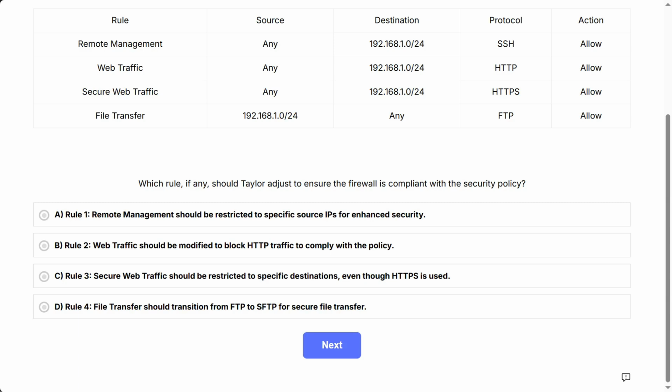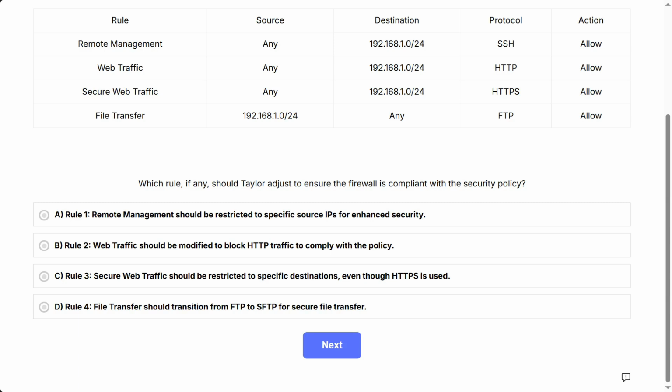This question tests your ability to read a firewall rule table and match it against a written security policy. You need to find which rule violates a specific policy requirement. Focus on the 2 key mandates: secure remote management and blocking unsecured web traffic.